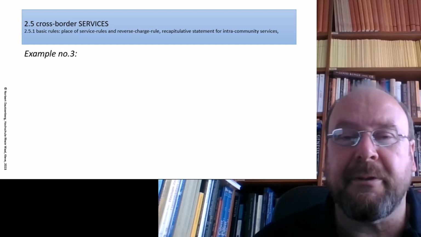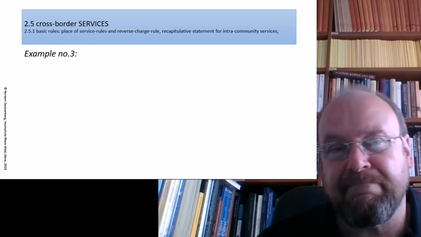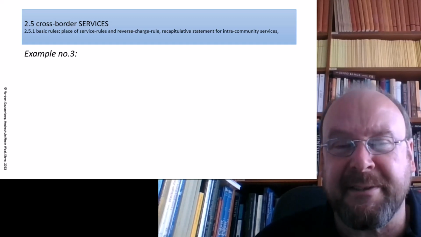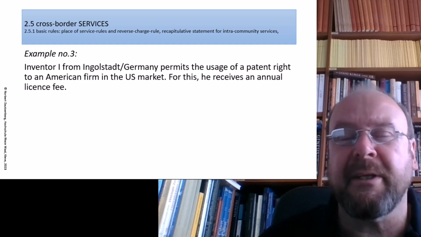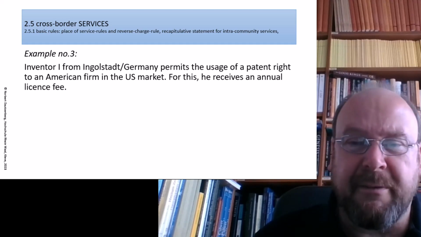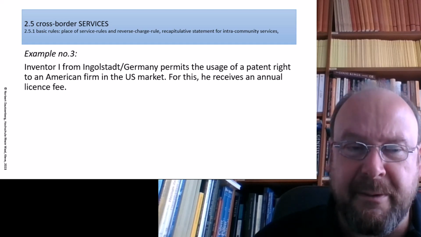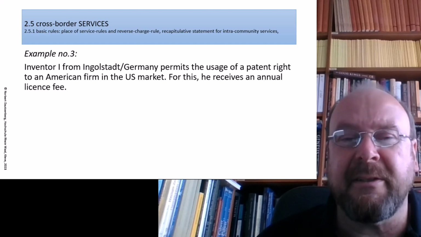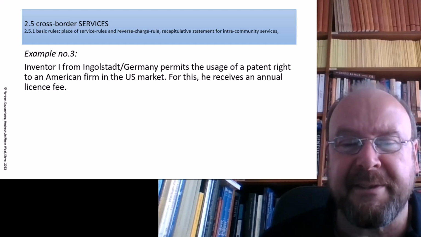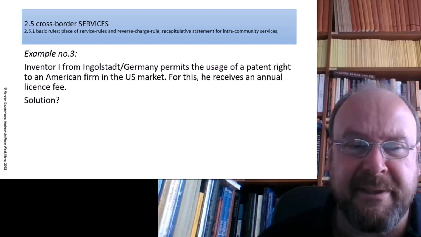Another example: torture is forbidden, however, tax cases are allowed. So we have an example number 3. Investor I from Ingolstadt in Germany permits an American firm to use his patent right in the US market. For this, he receives an annual license fee. Now, again, what's the solution?